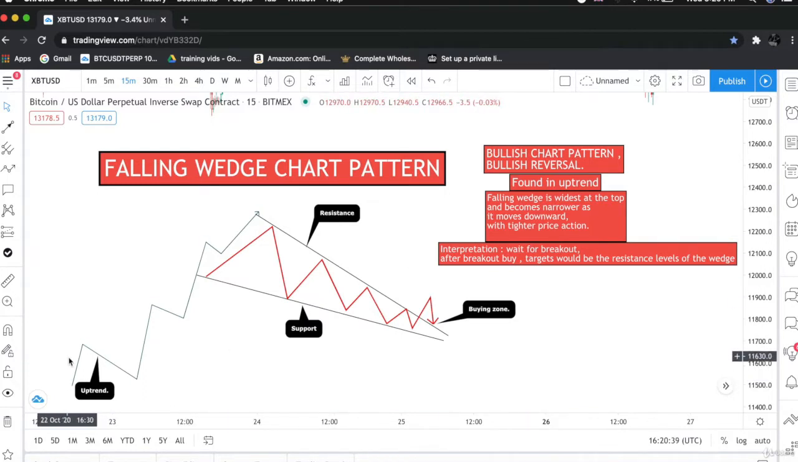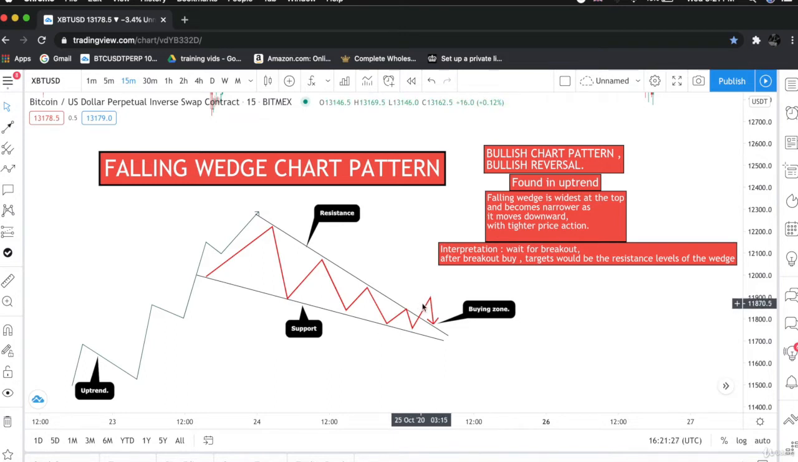The falling wedge pattern is found in uptrends. As you can see in this diagram, this is an uptrend. The falling wedge is the widest at the top and becomes narrow as it moves downward. As you can see, this is the resistance line and this is the support line. The support line is declining in a descending way, coming towards the downside, and the resistance line is also coming in a descending way. As the price consolidates inside the falling wedge, it gets compressed until it breaks out.